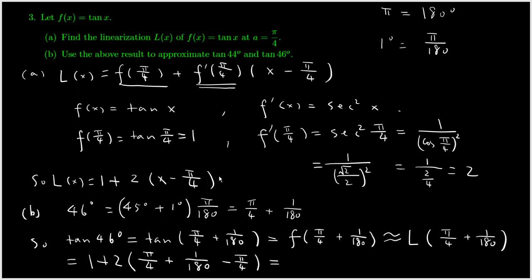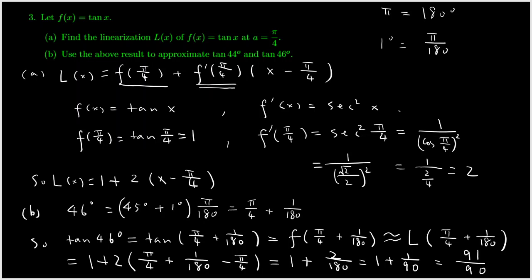So you have 1 plus 2 over 180. So you have 1 plus 1 over 90. I mean 1 over 90, not 98. If I want you to write the answer in terms of a fraction, the final answer I believe is going to be 91 over 90, right?